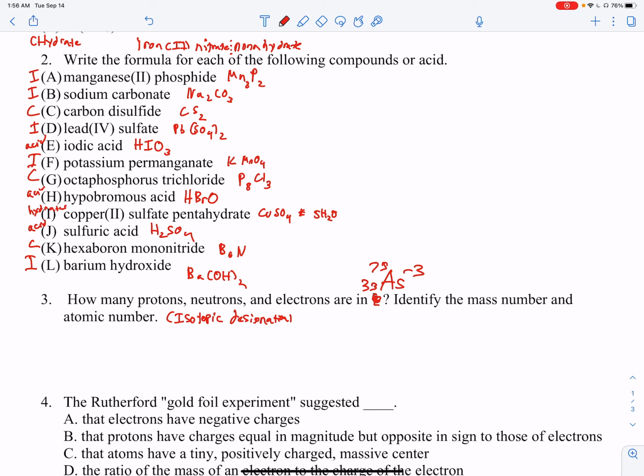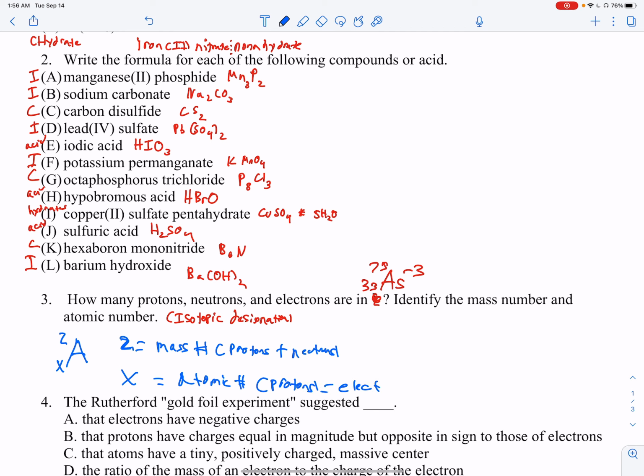It wants us to identify the mass number and atomic number as well as the protons, neutrons, and electrons. Just as a review, if I have some arbitrary isotope, we'll call it X, and say I put an A up here and a Z down here, A is going to equal my mass number, and the mass number is the protons plus the neutrons. And this Z down here is my atomic number, and that's equal to my number of protons, and it's also equal to my number of electrons in an atom. So that's how I would find the electrons.